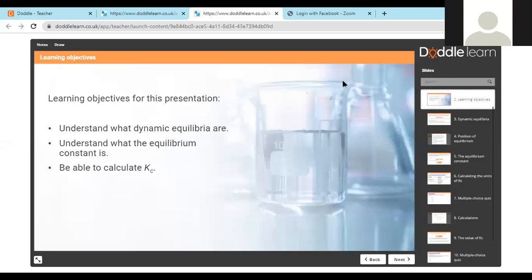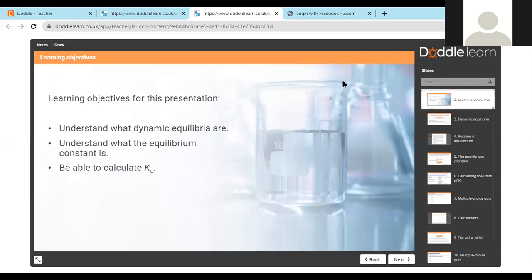I'm going to start off with equilibria. It's quite a longish topic, so what we might do is spread it over the 2 sessions, and we'll see how far we get, because there's sort of 3 sections to it.